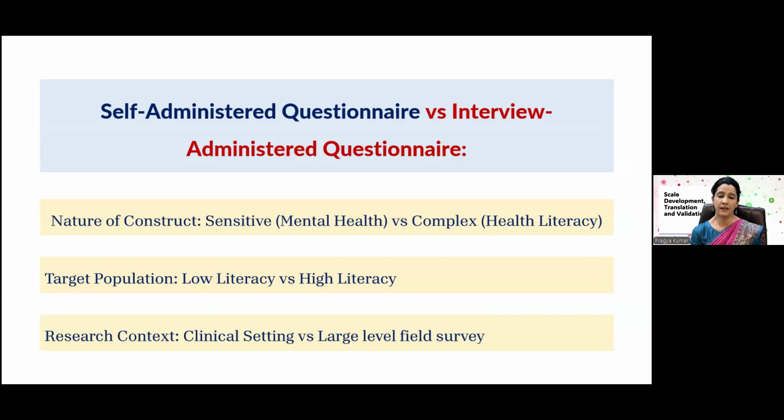So, it depends on the nature of the construct also. If it is a very sensitive issue like mental health, or some other sensitive issue like stigma, then you should use a self-administered method. Because if you take an interview, because of the social desirability bias, that person might not come up with the appropriate responses. So for sensitive issues, it should be self-administered.